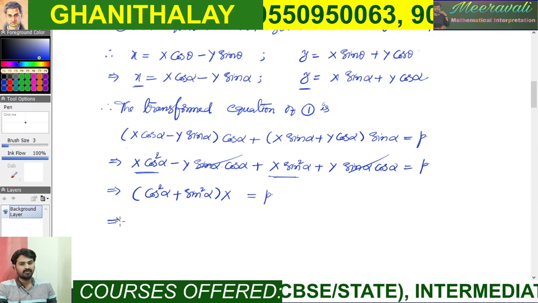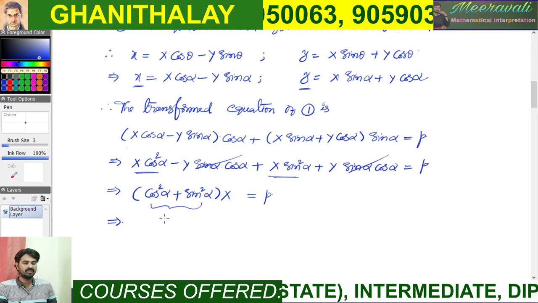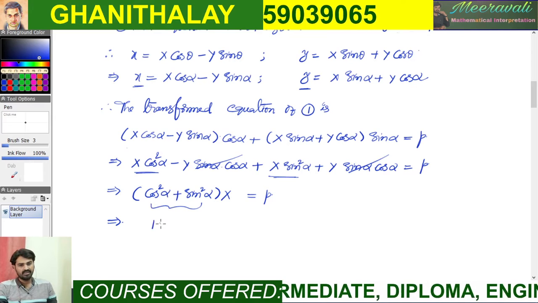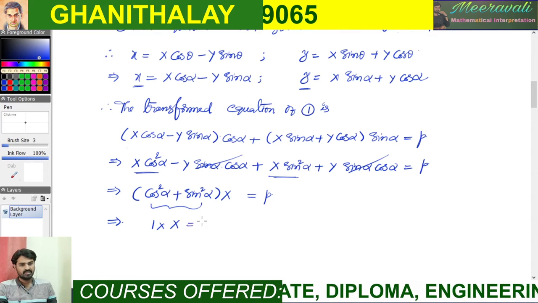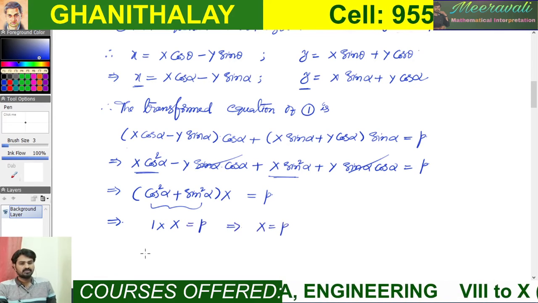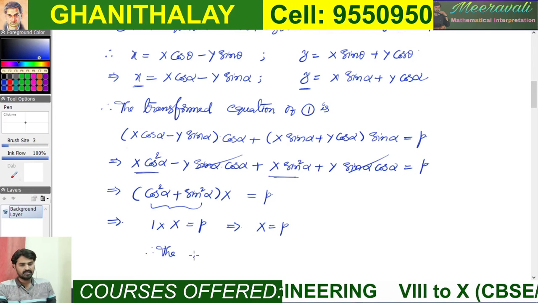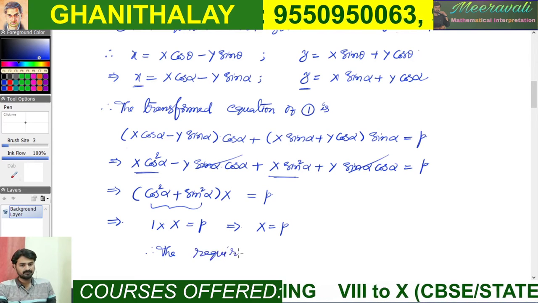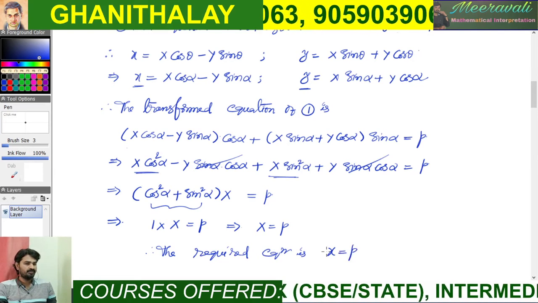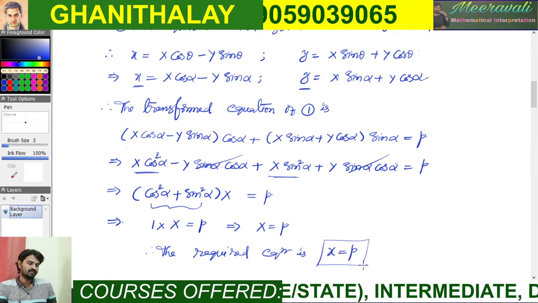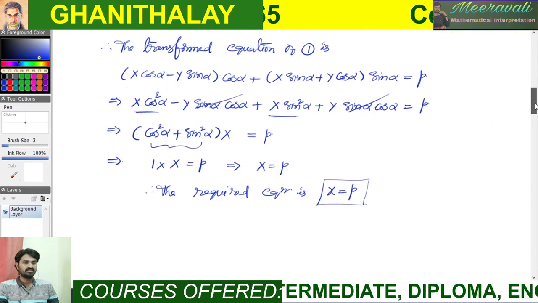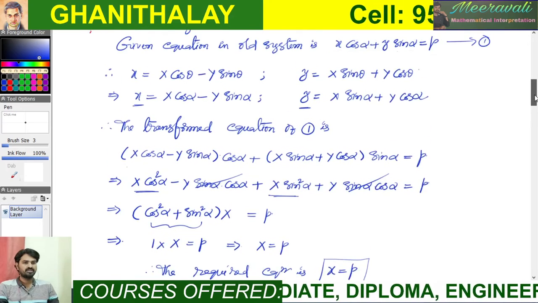In trigonometric formula, we know that sin square theta plus cos square theta value is 1. In the same sense, here alpha is there. So you can get here 1 into x is equal to p. That is equal to how much? X is equal to p. So therefore, the transformed or the required equation is x is equal to p. Final answer should be in terms of small letters. Okay, this is the most important problem. This one also. Okay, next, the last problem of this topic.